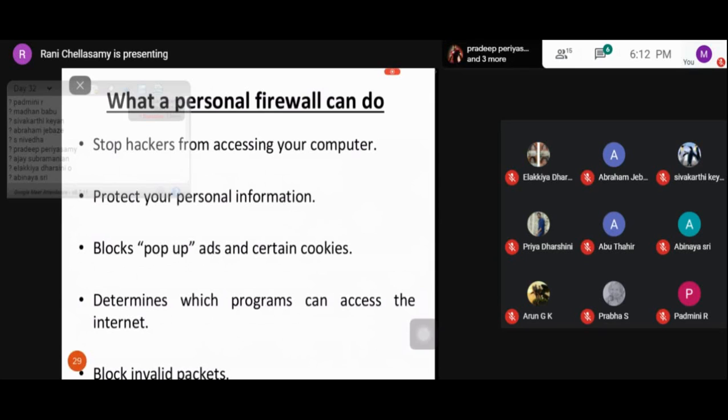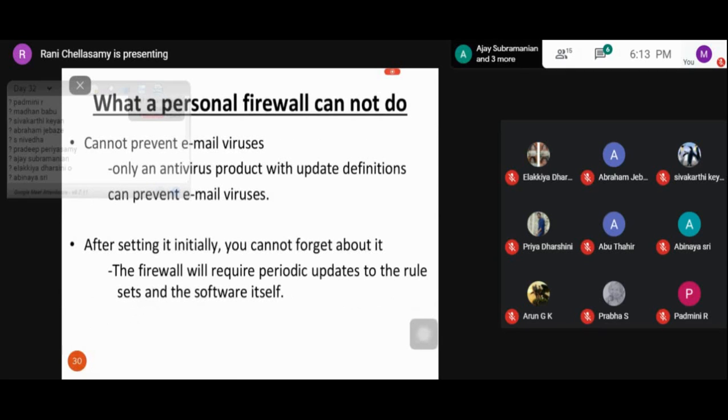Okay, it is also used to block invalid packets. Firewall will block the invalid packets. Okay, and what the personal firewall cannot do: it cannot prevent viruses that are injected into your computers. For that purpose, you can go for antivirus products. With frequent updates, you can prevent email viruses, and that will not be prevented by the firewall. Okay, make a note of it.